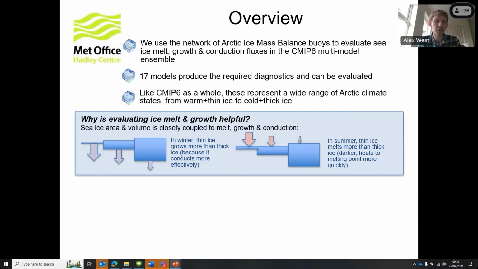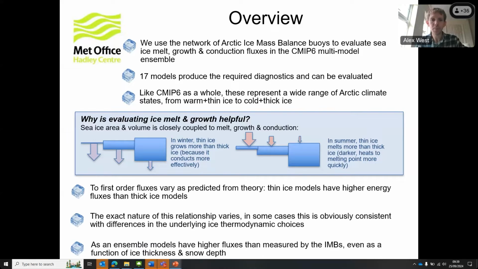Why is it helpful to look at sea ice growth and melt? Well, we're very interested in sea ice area and volume, and this is very closely coupled to ice growth and melt. Obviously, the growth and melt drive area and volume, but the causality goes in the other direction as well. Thicker ice tends to grow more slowly than thinner ice in winter because it conducts energy less effectively from the warm ocean to the cold atmosphere. And in summer, thinner ice tends to melt more than thicker ice because it's darker. Open water tends to form in areas of thin ice more readily, allowing solar energy to be absorbed more quickly.